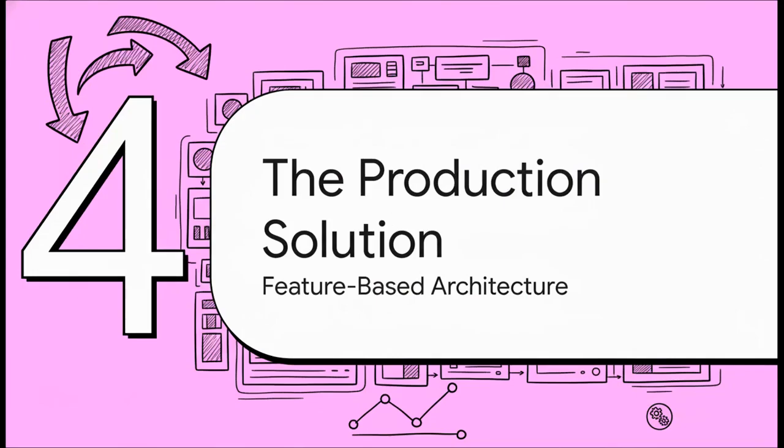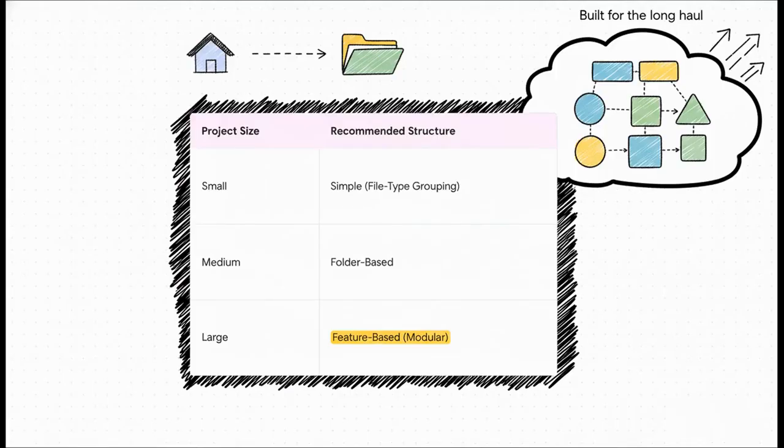So what's the answer? We flip the logic on its head. Instead of grouping files by what they are, we're going to group them by what they do. This, my friends, is the feature-based architecture, and it's the industry standard for a reason. I love this table because it shows the evolution, right? Your architecture should grow with your project. You start simple, but as things get bigger, you need more structure. We're aiming for that last row, a modular, feature-based system that's built to last.